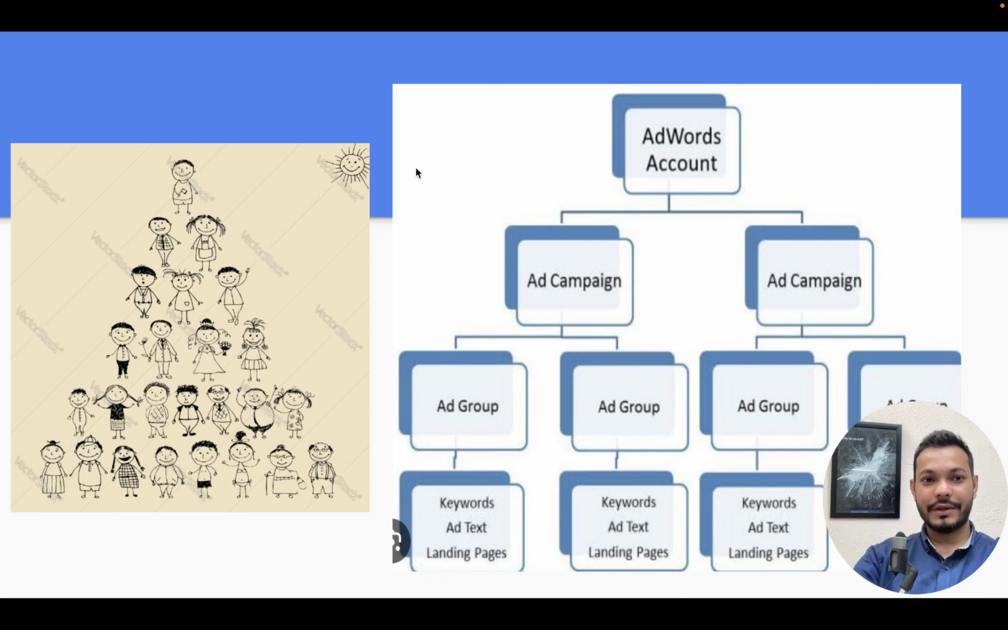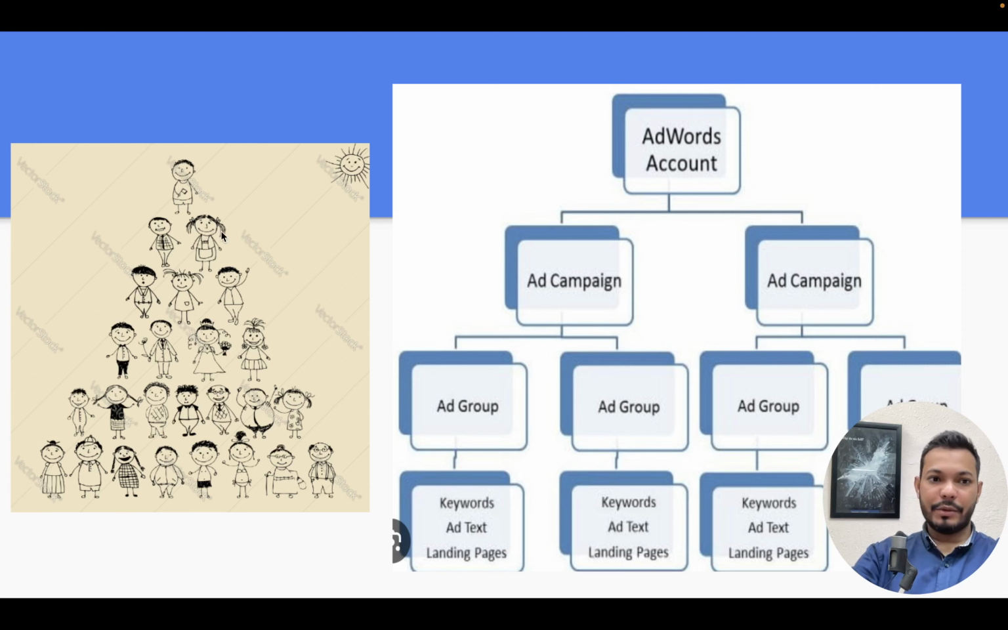The Google Ads structure looks like a family tree to me sometimes, where you have someone at the top, which is the Google Ads account, and everything is controlled by the account. However, this is just sitting on top, under which you have Google Ads campaigns. You can have one or multiple campaigns within the account. You can have ad groups, one or multiple, within a campaign. And at the bottom of the hierarchy, you have keywords, ad text, and the landing pages.